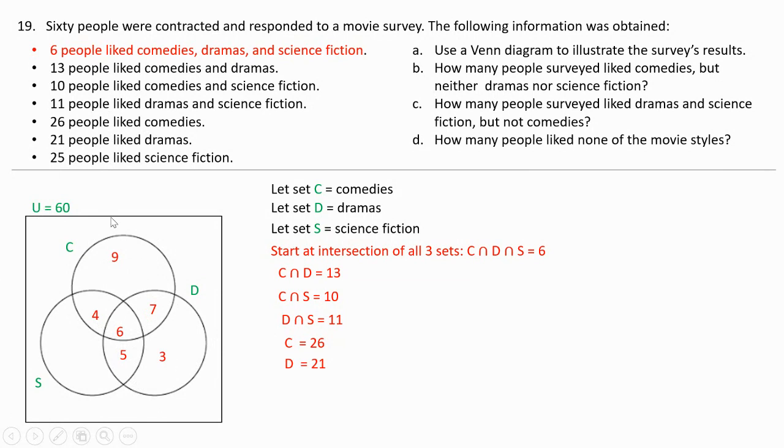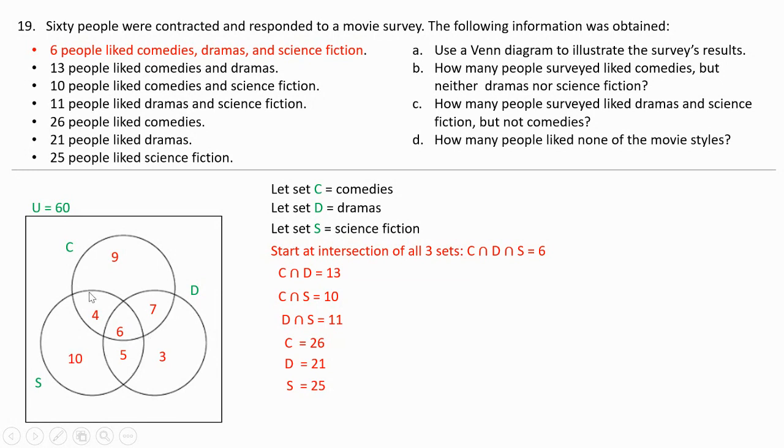Now, for the last one, 25 people like science fiction. So science fiction is denoted by set S. So 4 plus 6 plus 5, then plus whatever is here has to give us 25. So 4 plus 6 is 10. 10 plus 5 is 15. So 25 minus 15 will give us 10. So 10 will be right there.